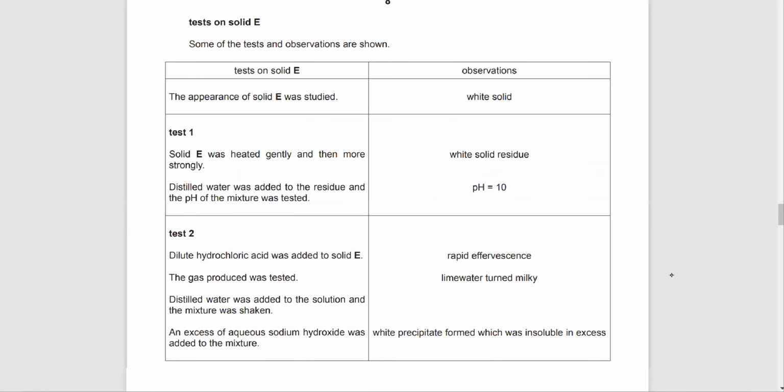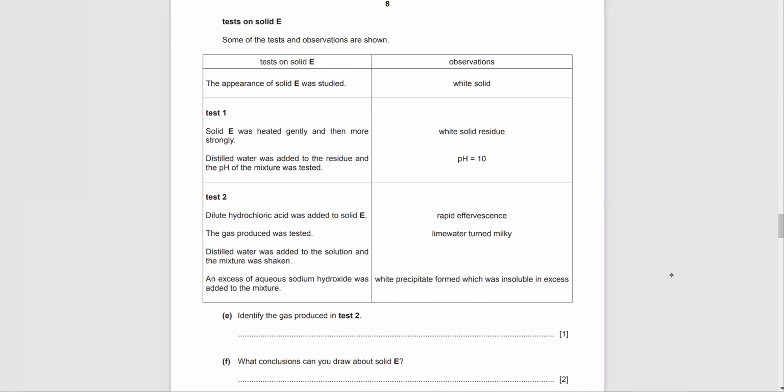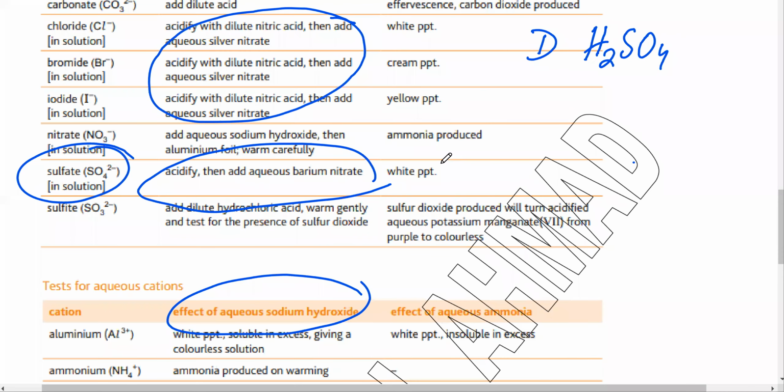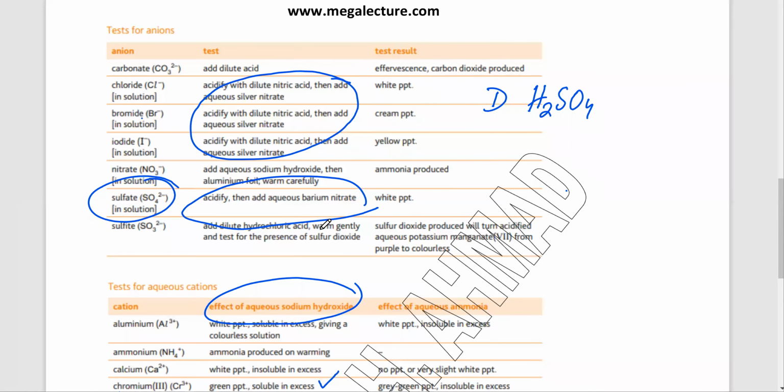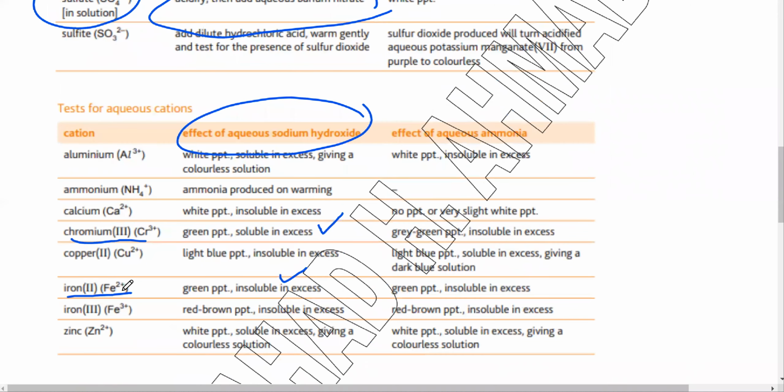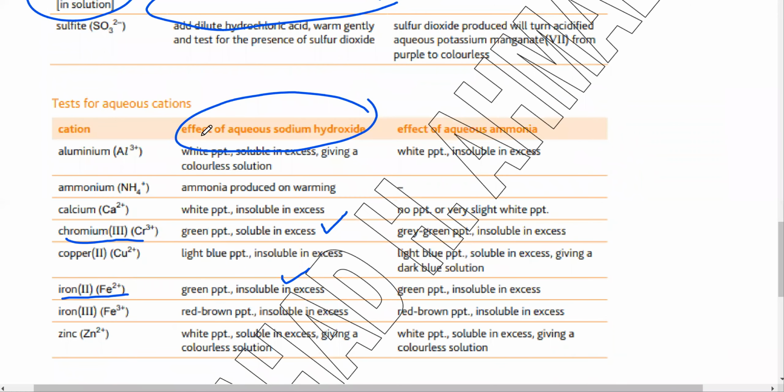Then you have E, and you have no idea what E is. As a first thing, you're getting a white solid. So Mahad, what information does it give you if it's a white solid? That it's not from the... It's from group 1 or group 2. It's not a transition metal. Only transition metals are colored, like chromium, copper, and iron. The ones that are not transition metals are white in color.